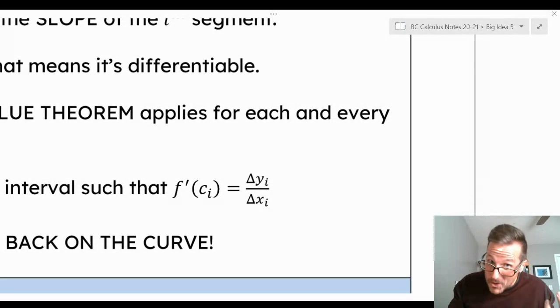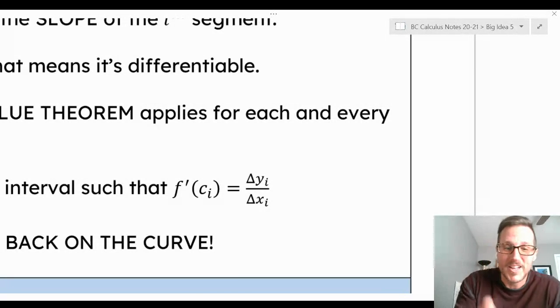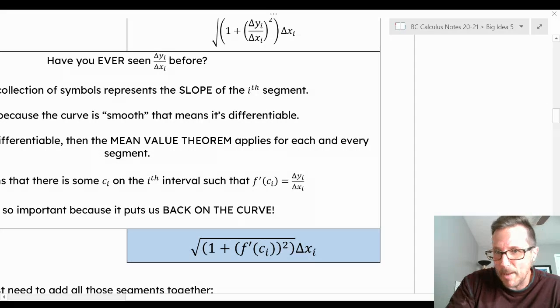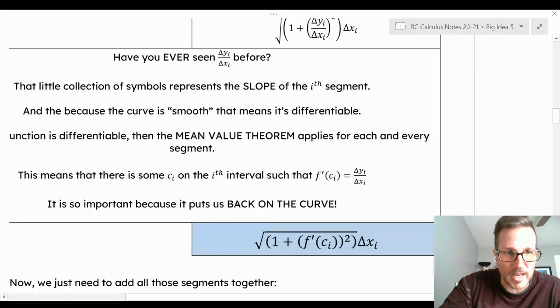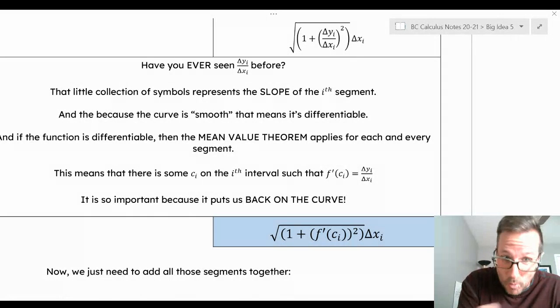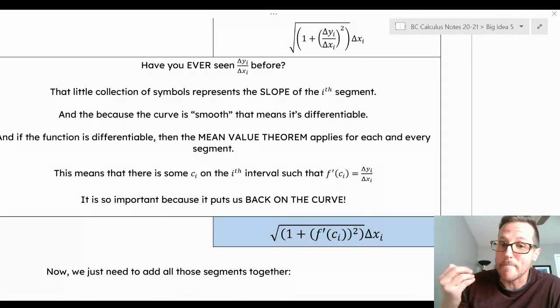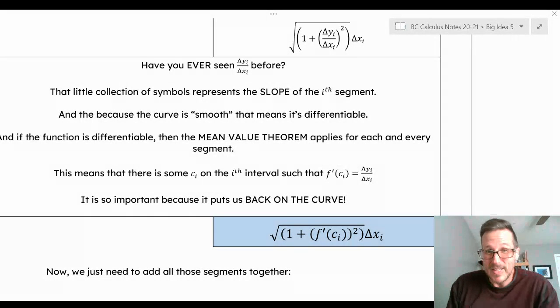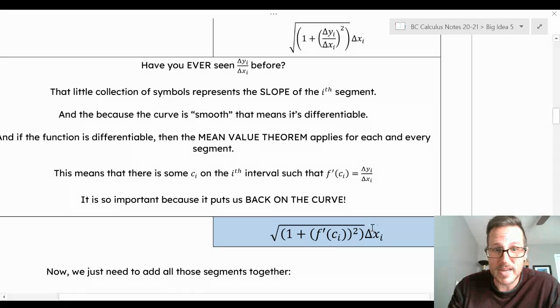Does that sound familiar? It should, because that's how we did definite integrals. That part you might want to look at a little bit later when I post the notes, or you can just pause it on the screen and see what's going on there. But it's so important because of the final word there. It puts us back in relationship to the curve. That slope is the slope between 2 points. The mean value theorem says the derivative at some point along the curve is exactly the same slope.